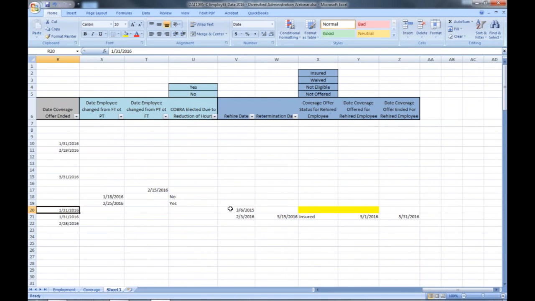Because we couldn't find anyone qualified to fill his spot in the meantime, we did rehire him. Because he's still currently in his waiting period, we have not yet offered him coverage again. If he's still employed in June, when his waiting period will have ended, we can then fill out columns X and Y, indicating whether he elected or waived the insurance coverage.